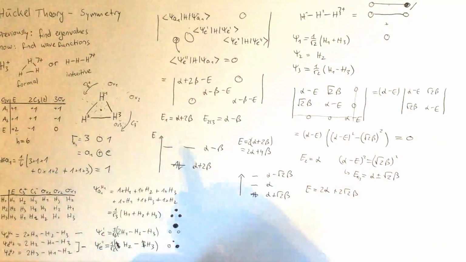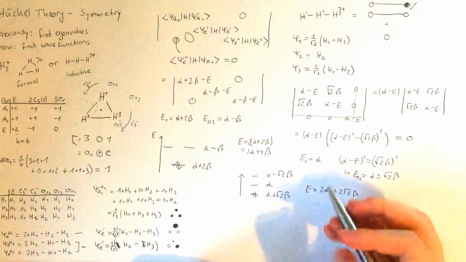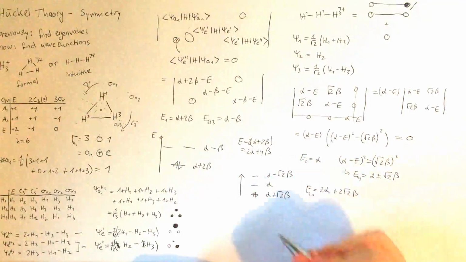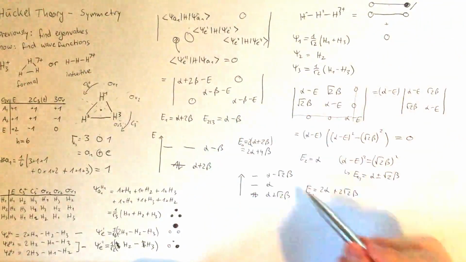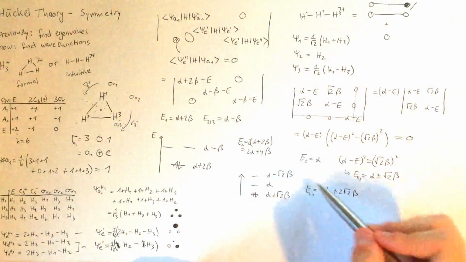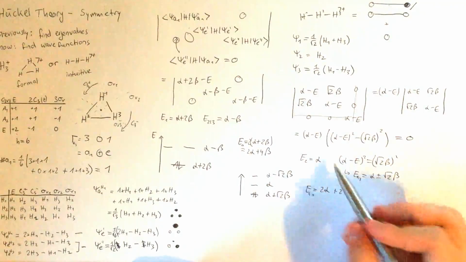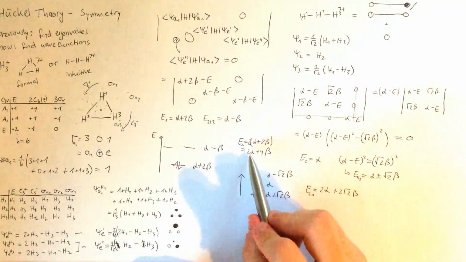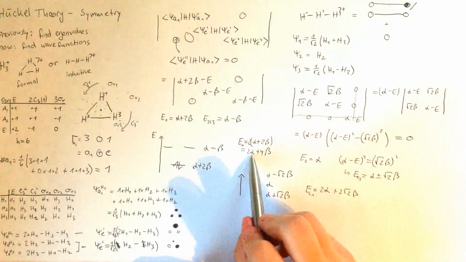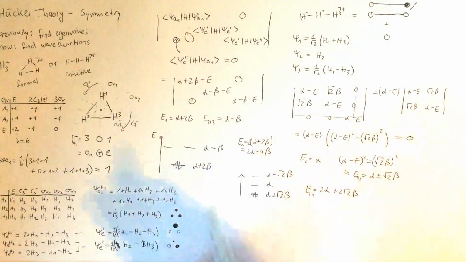Now, if I compare this energy for linear with this energy for triangular, I can tell immediately that for H3+, the triangular form is lower in energy, hence H3+ will be triangular.